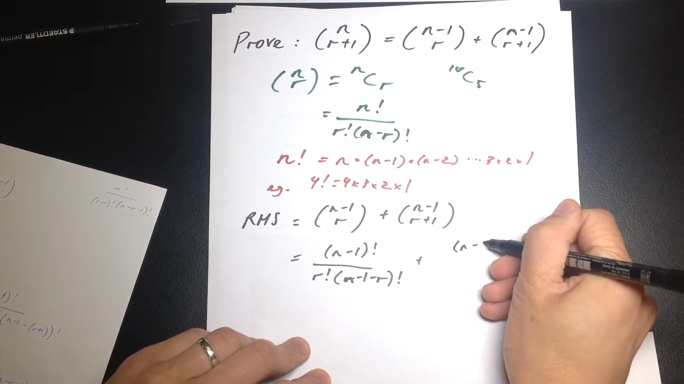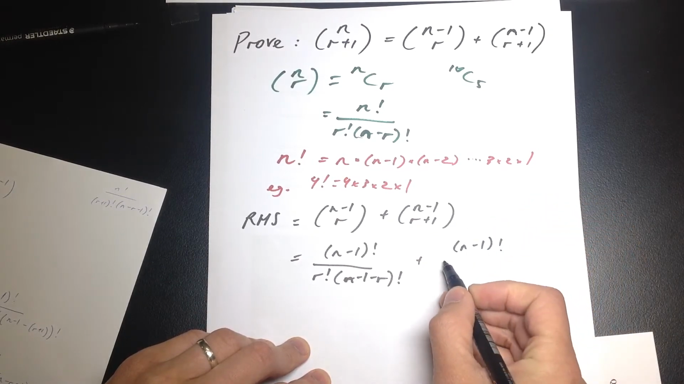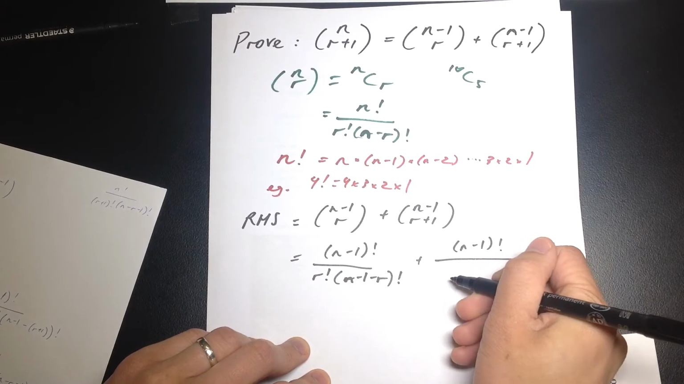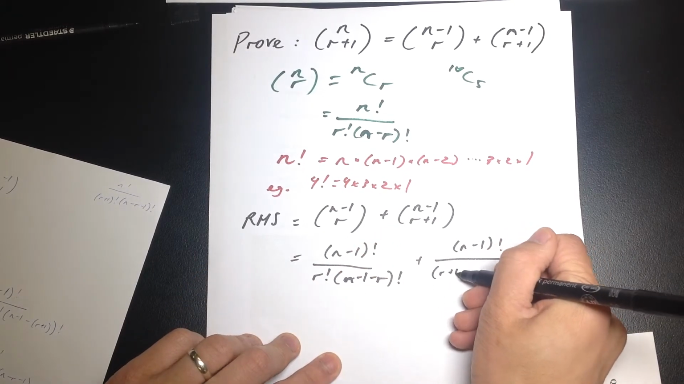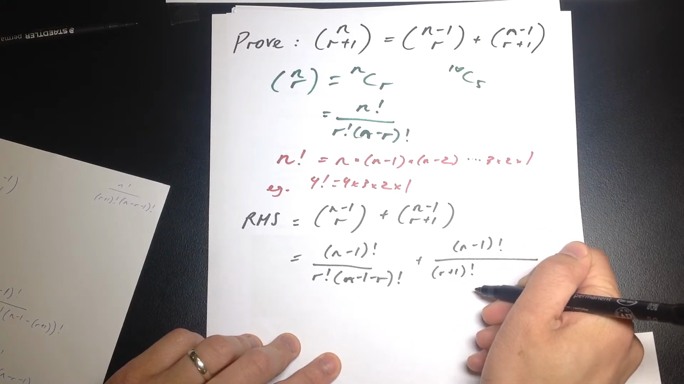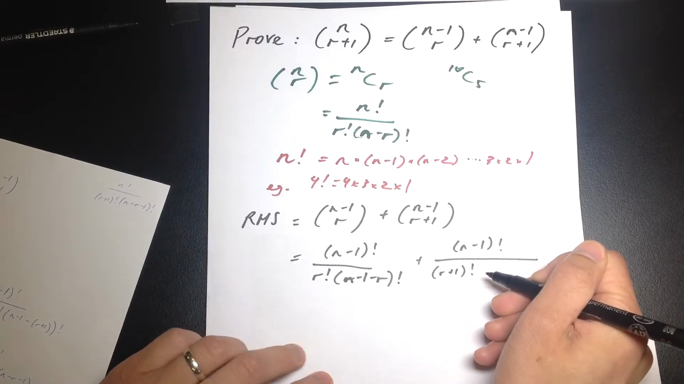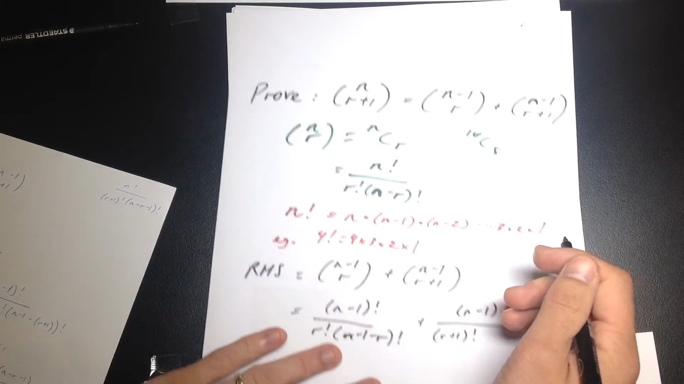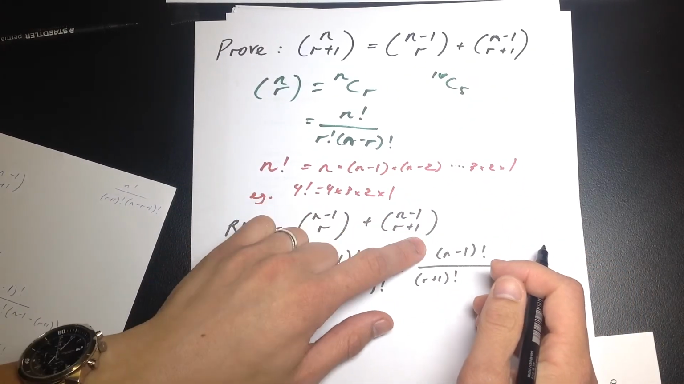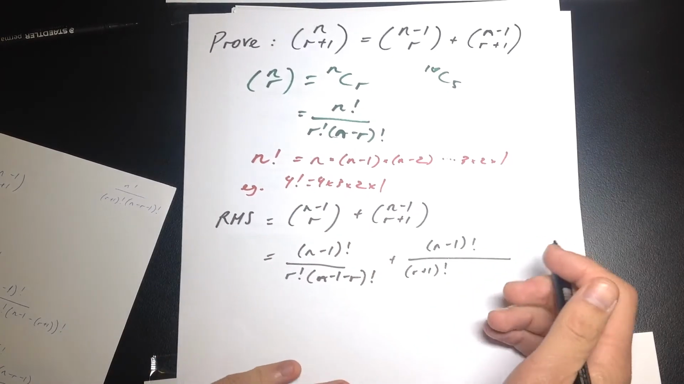It's going to be n minus 1 factorial on the top again. Then, now instead of r factorial, I have r plus 1 factorial. Okay, and then, now you've got to be careful here, okay? Because before, we had just n and r. But now I've got n minus 1 and r plus 1. So you've got to be careful when you take the difference. It's easy to get it wrong.